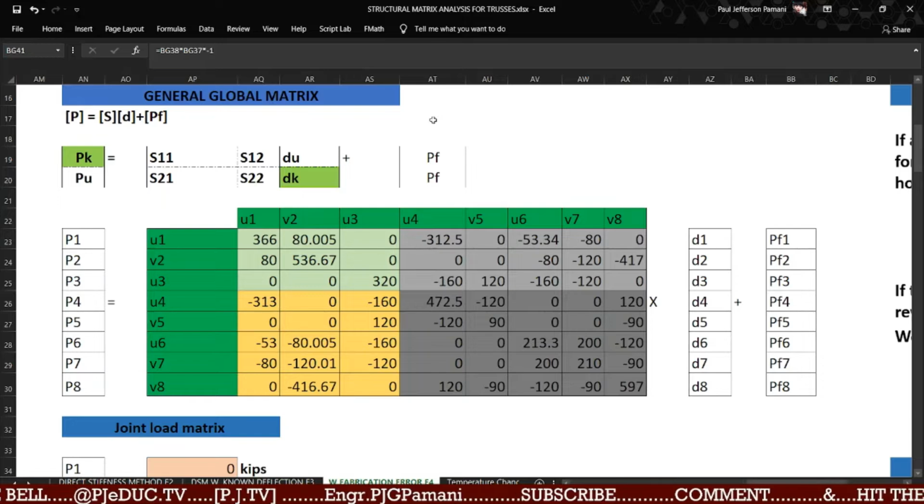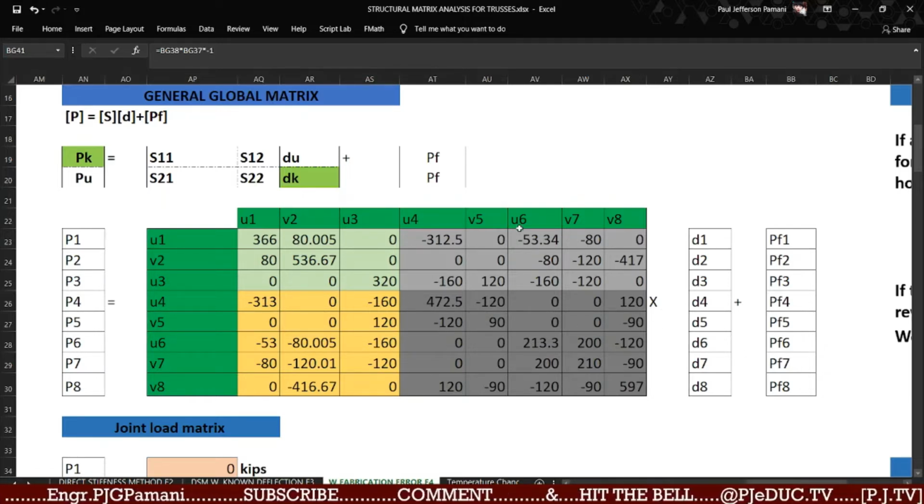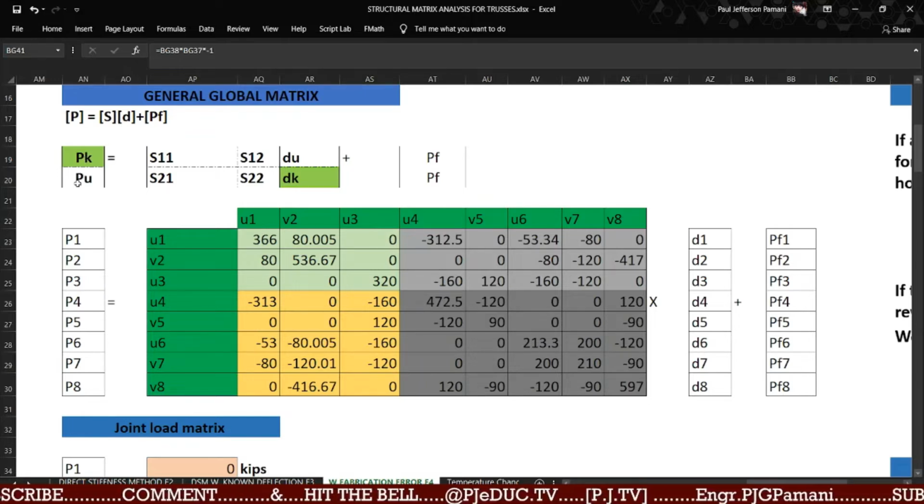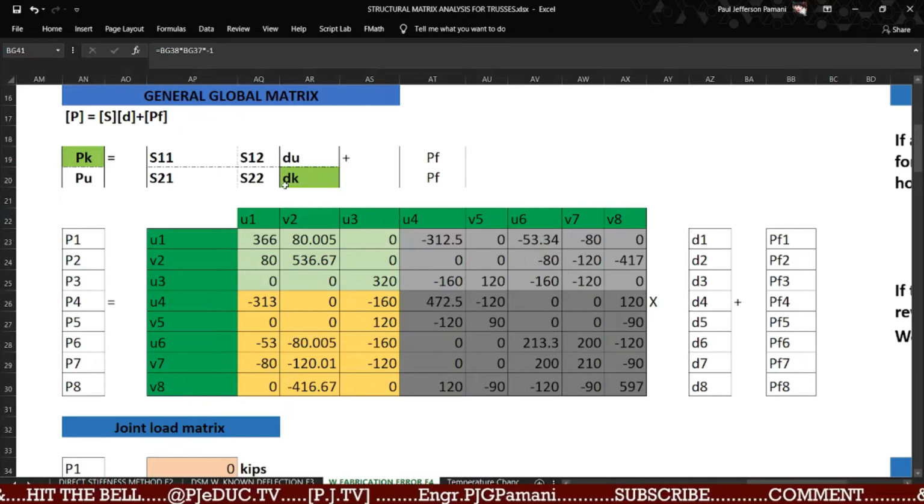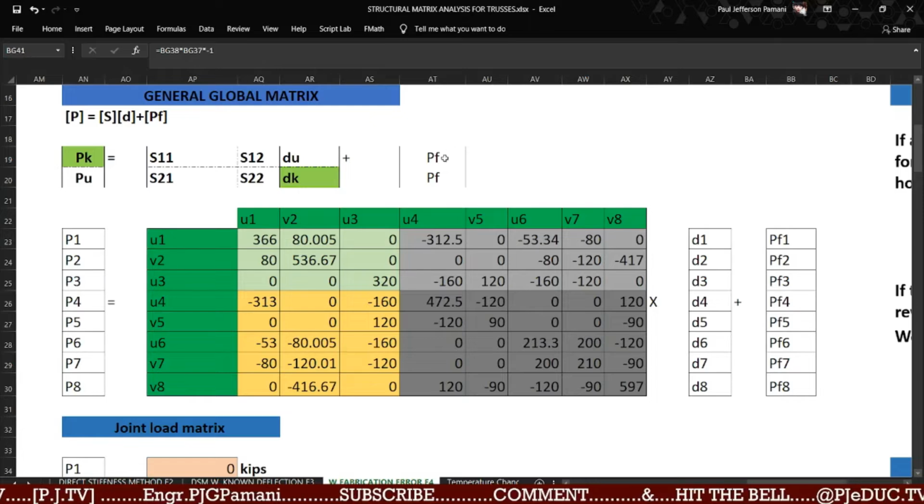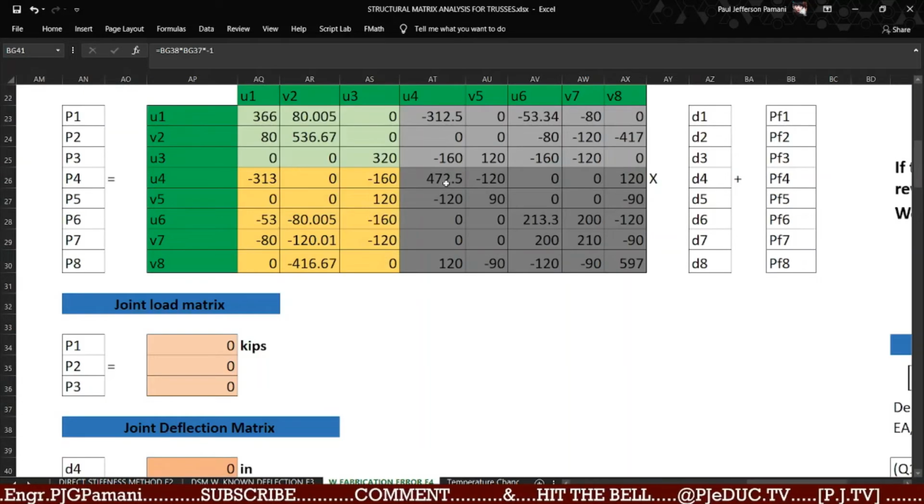Marami talaga. Ang daming variables. Okay. Same partition. Your known forces, your unknown deflection, and your known deflection. Then your adjustment force. Then, ganun ulit. Identify your joint load matrix.